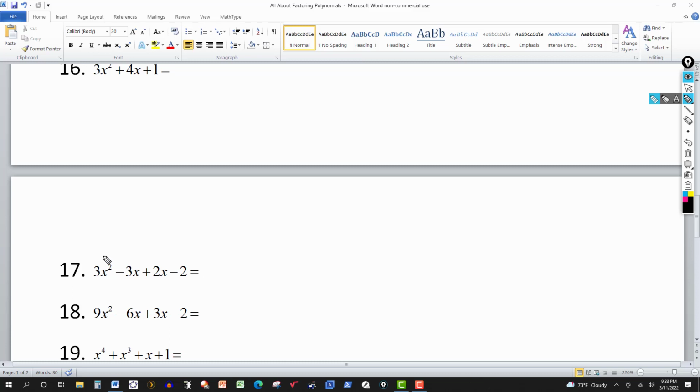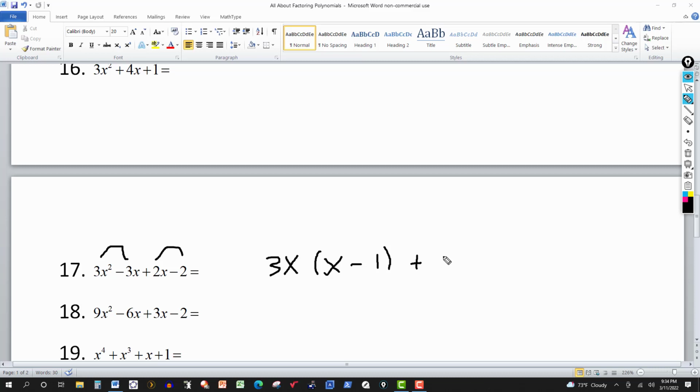So what we're going to do is group. We're going to put these together and look for a common factor here. We can see we have a 3x common to both. So let's take out a 3x from the first two terms. If we take out a 3x, that leaves me with an x, and a minus 1. Check: 3x times x is 3x squared, and 3x times a minus 1 is minus 3x. No problem. And then the next two, you have 2x minus 2.